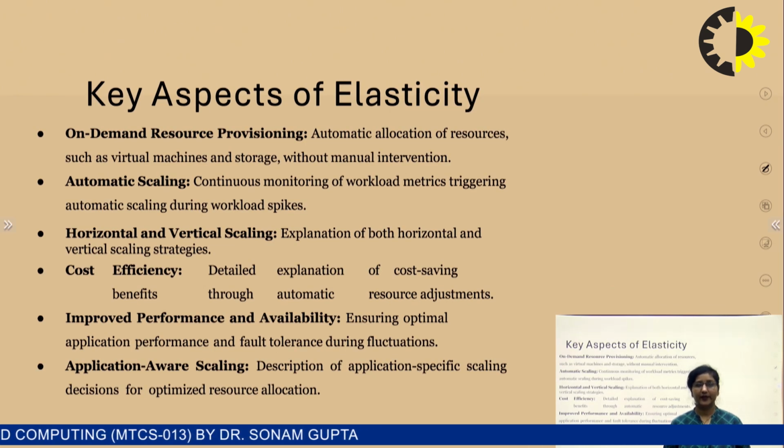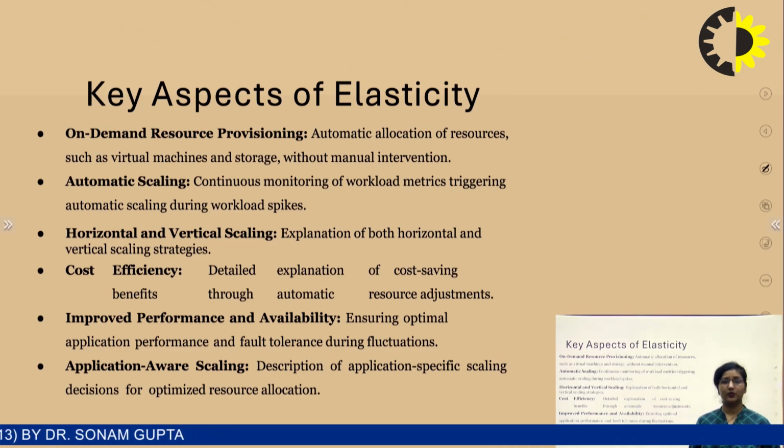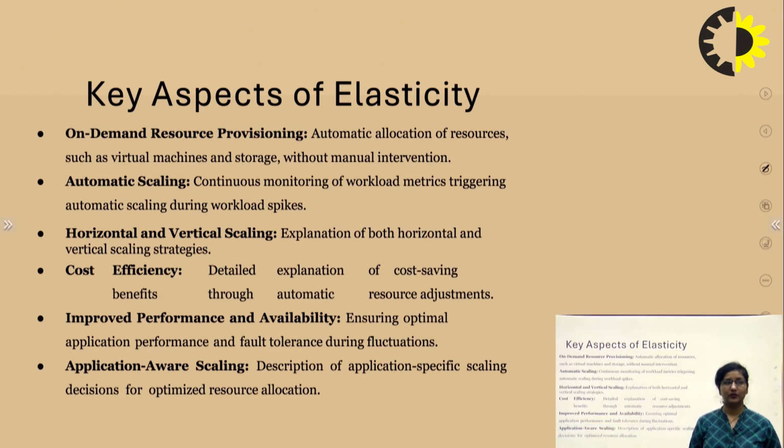So, there are various key aspects of elasticity. The first one is on-demand resource provisioning: automatic allocation of resources such as virtual machines and storage without manual intervention. Then automatic scaling: continuous monitoring of workload metrics, triggering automatic scaling during workload spikes. Whenever the workload increases, it will automatically get triggered.